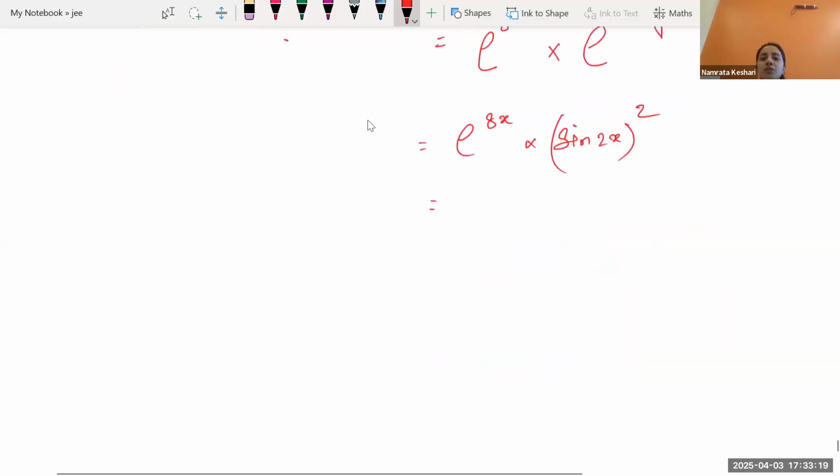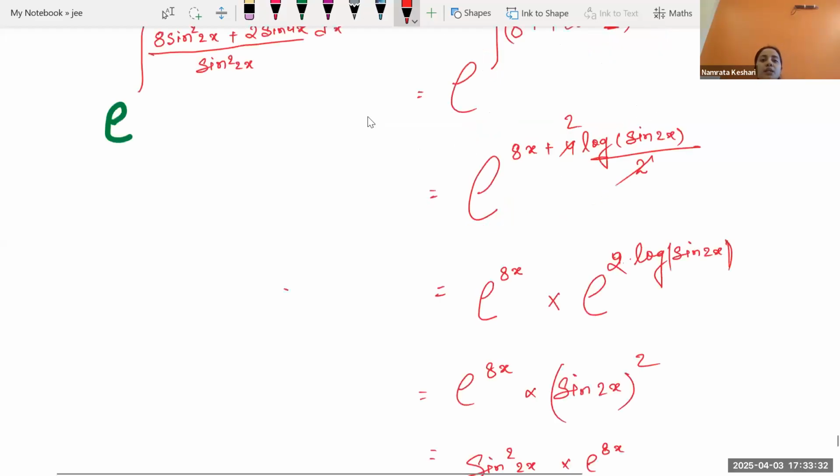Now we will be multiplying with the integrating factor, left side, right side. Left side is fine. Right side, let's check what will be there in the integration. So basically we are having sine square 2x with e to the power 8x. Let's multiply.